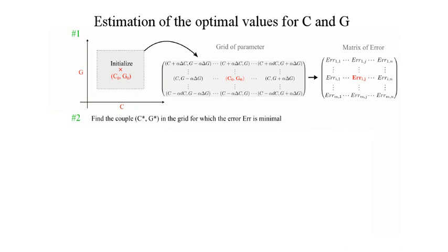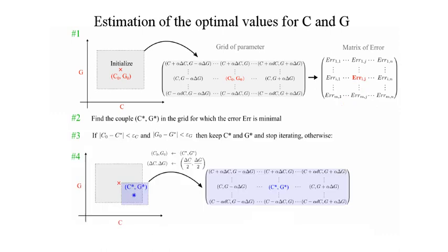Then we find the pairs C star and G star in the grid for which the error will be minimum. So it's easy, you just look at the one that has the minimum values. And so if we reach the point that C0 and G0 are less than a certain epsilon, we stop the iteration. Otherwise, we just continue the iteration.